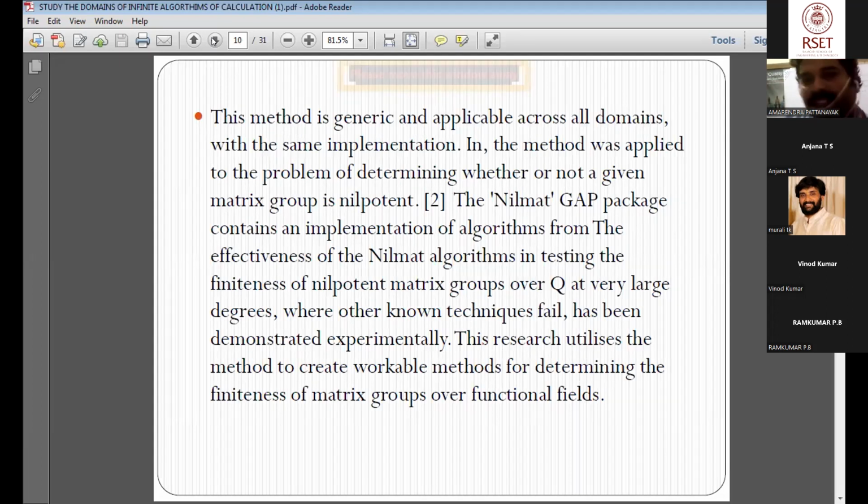With the same implementation, the method was applied to the problem of determining whether or not a given matrix group is nilpotent. The Nilmat GAP package contains an implementation of the algorithm. The effectiveness of the Nilmat algorithm is in testing finiteness of a nilpotent matrix group over Q at very large degree, where other known techniques fail, as has been demonstrated experimentally. This research utilized the method to create workable methods for determining the finiteness of matrix groups over a functional field.